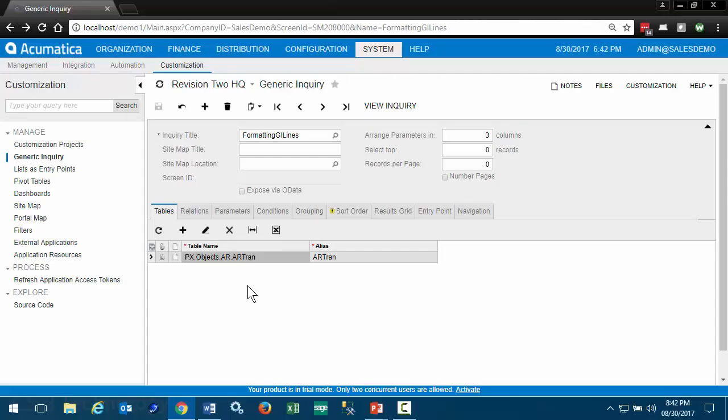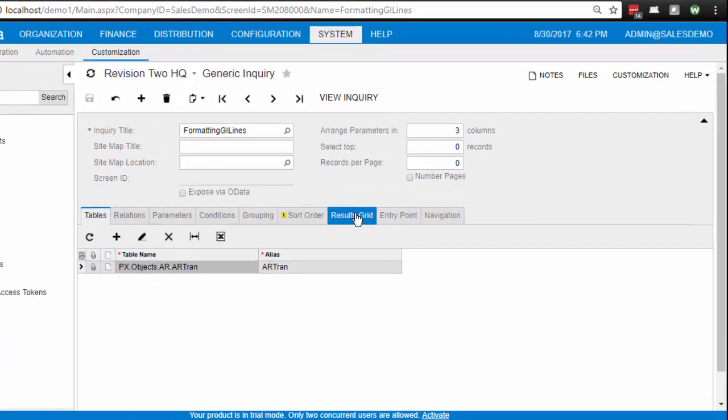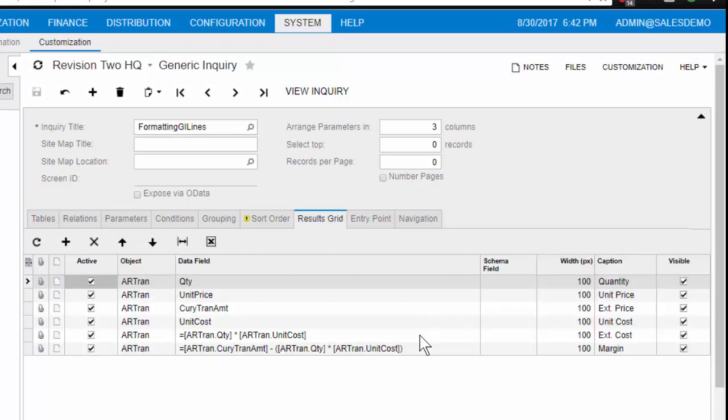As you can see here, I have a fairly simple generic inquiry based on a single table, ARTRAN. And looking at the results grid, I have the quantity, unit price, the extended price, the unit cost, and the extended cost, which is a formula of quantity times unit cost. And then I have another formula for margin, which is the extended price minus the extended cost.